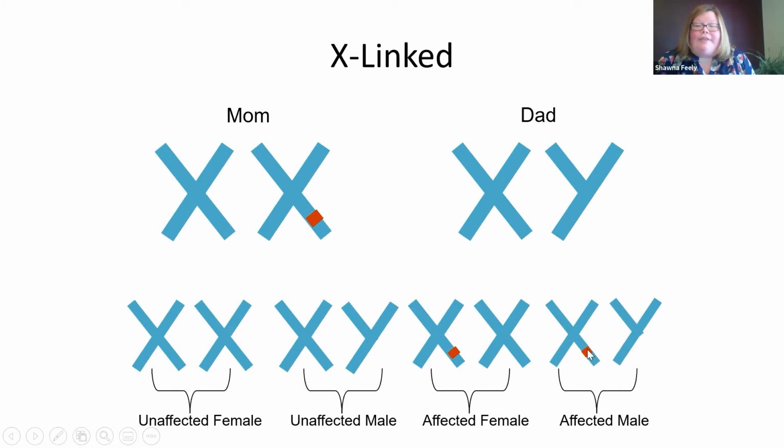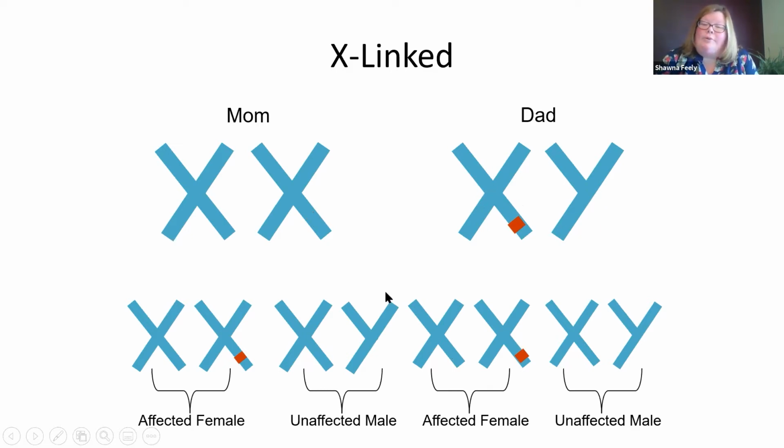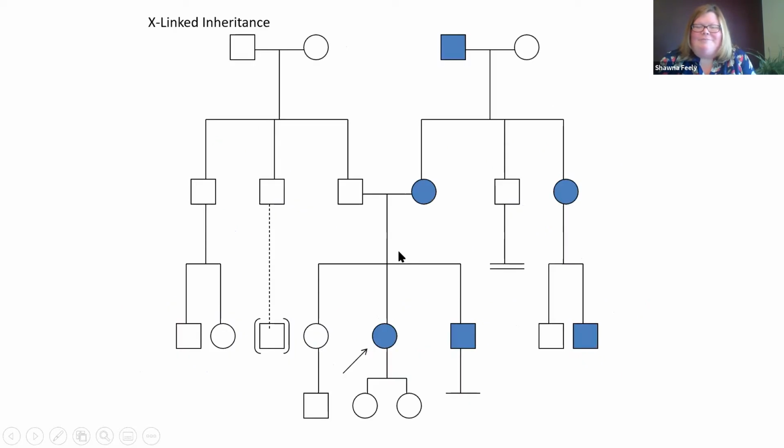So we look for that pattern in families. However, when dad has a CMTX, for example, he can only pass on his X chromosome to his daughters, because that's what makes them daughters. And he'll pass on the Y chromosome to all his sons. So in this case, 100% of dad's daughters will be affected, but none of his sons. And that's where things get a little tricky.